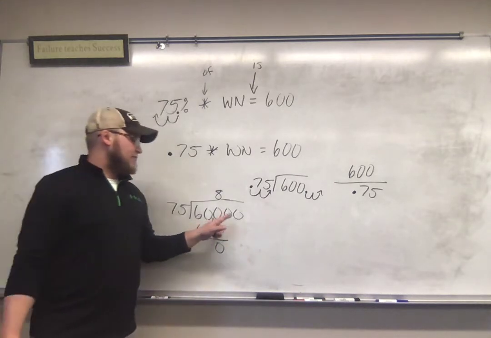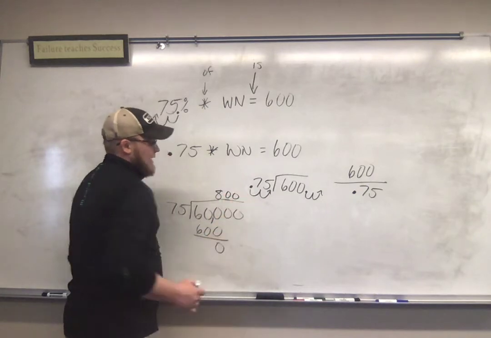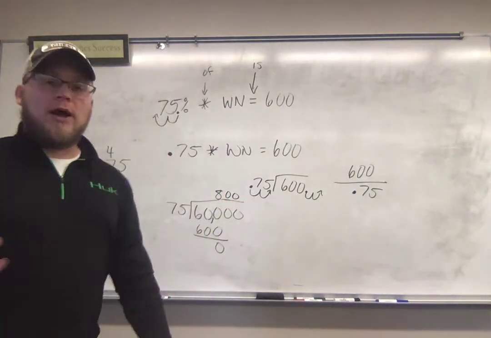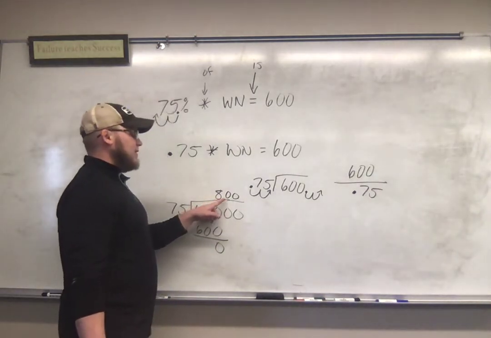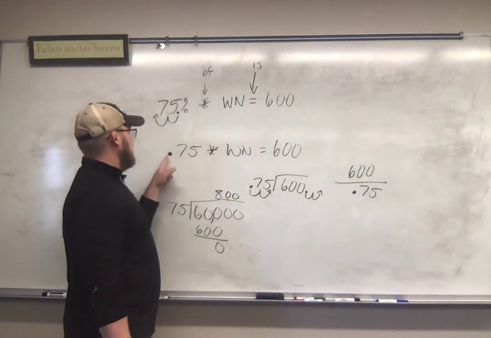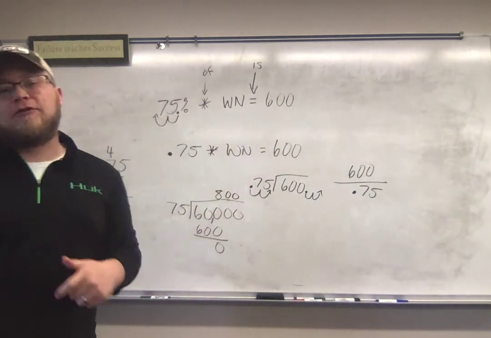What happens when you have these 2 zeros at the end? You just move them to the top. So, what number? It's the number 800. And if I took 800 times 0.75, I would get 600 for my answer.